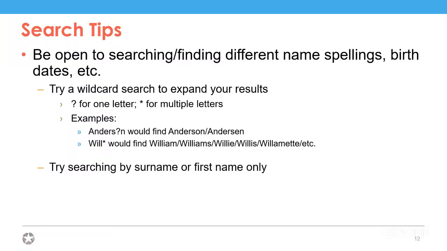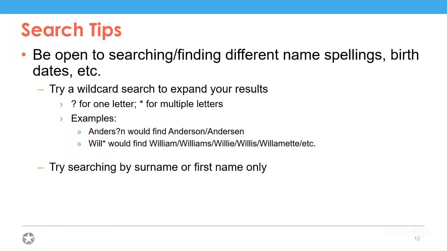Another option is to try searching by surname or first name only. Oh, and sorry, I forgot to mention the birth dates. Something to keep in mind with birth dates, a lot of these census records only recorded the age of the person from their last birthday, or where their age was at the point of census taking. So there's a lot of plussing and minusing when it comes to looking for birth years, as well as the fact that a lot of people may not have necessarily reported their age correctly. So try searching for surnames and first names only. If you know a middle name, you can try that to help narrow it down, especially if you have a very common name that you're working with.